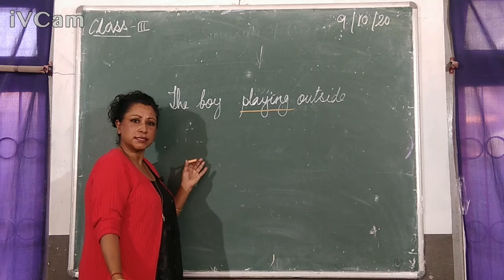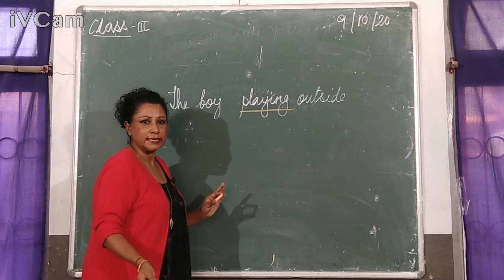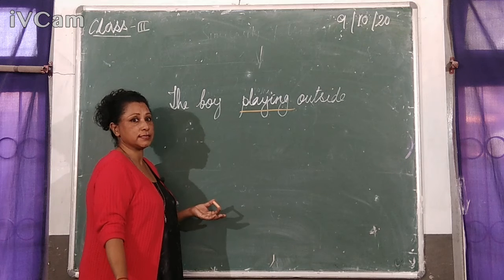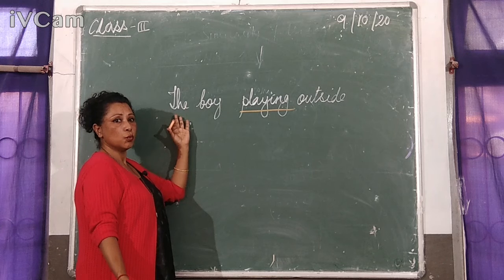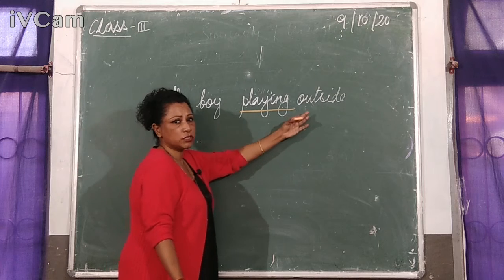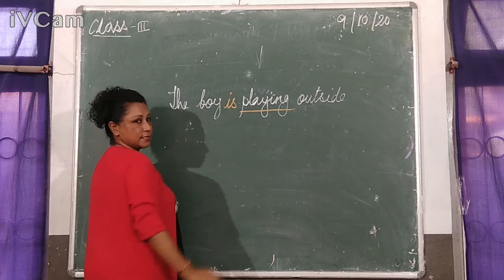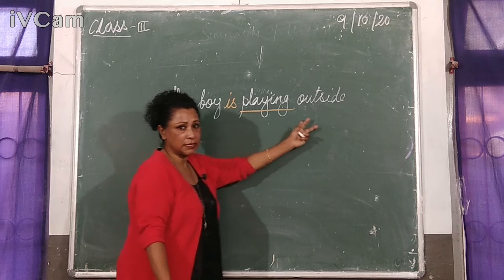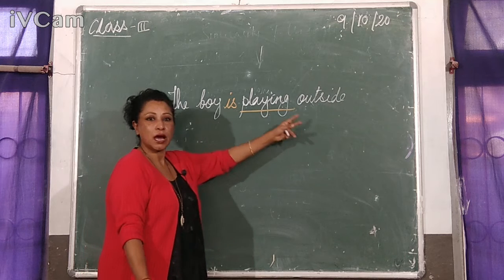Do you think this sentence is correct? No. Somewhere something is not right, isn't it? So what do you think should be there? What is missing here in the sentence? So the word that is missing is: the boy dash playing outside. So the boy is playing outside. If I write here "is", now isn't this complete? Now you understand completely. So the boy is playing outside.